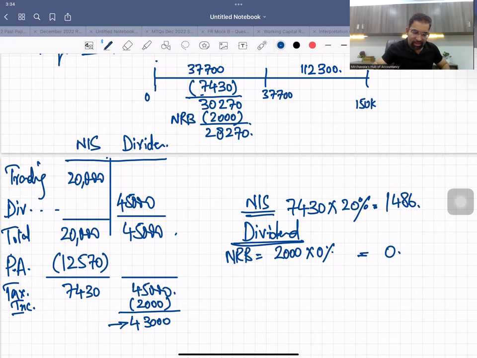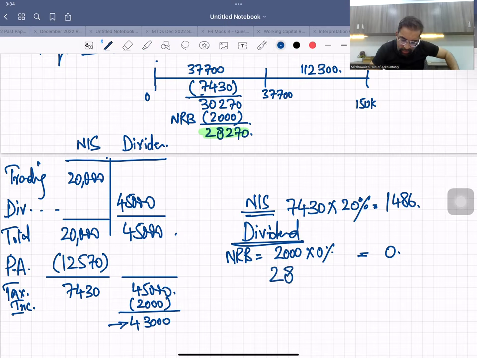How much capacity is left? 28,270 capacity is left, but your dividend income is 43,000. So that means we will consume the complete remaining capacity of first band, that is 28,270. Let's use it.